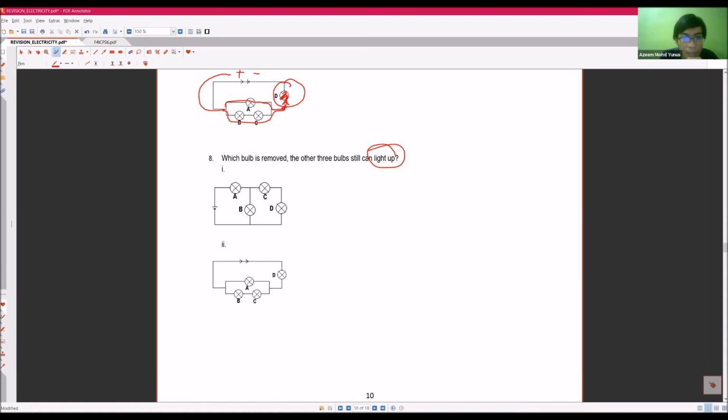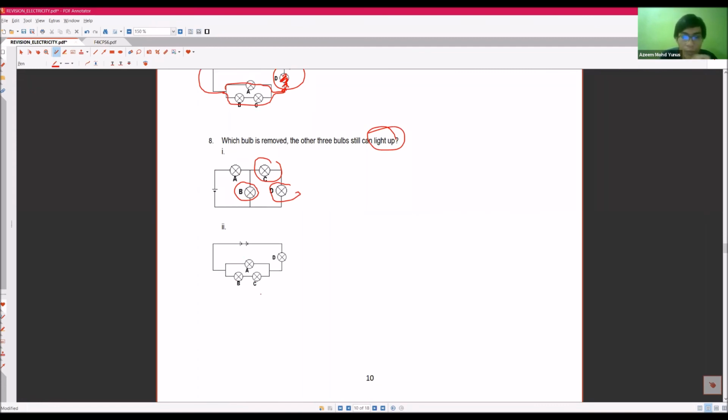So this is the same arrangement as before. We can remove B, we can remove C, but not simultaneously. That means that either we remove B or remove C or remove D. Still, A and B can light up, or A, C, D can light up. Same like here, we can remove A, we can remove B, or remove C separately, not together. So if we remove A, B, C, D light up. If we remove B, A and D light up. If we remove C, A and D light up.